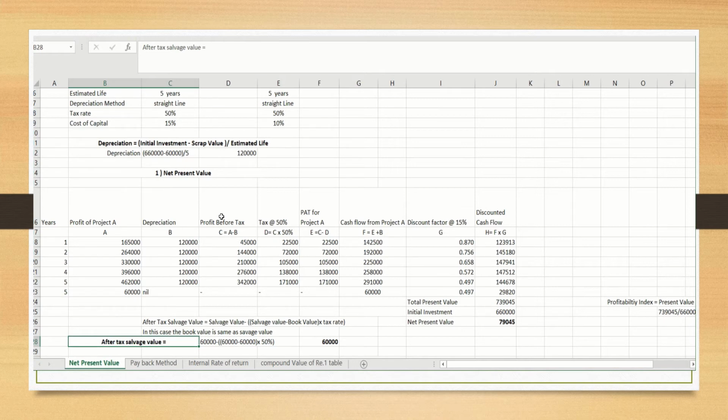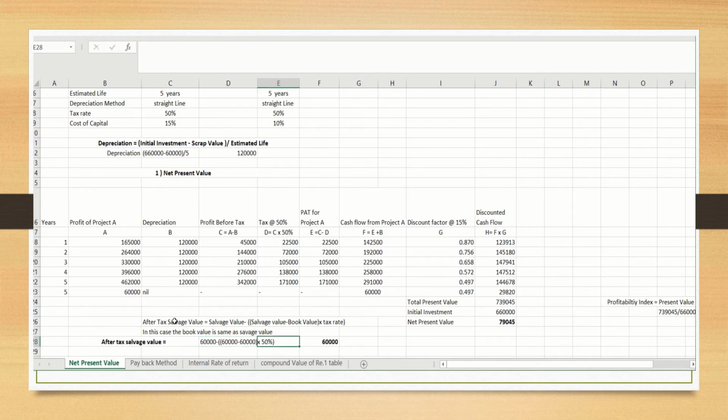So let us see what is the formula for calculating after tax salvage value. The formula says after tax salvage value is equal to salvage value minus, in bracket, salvage value minus book value, that is the difference between salvage value and book value, multiplied by the tax rate. In this case, both values are the same, so tax would be 0, because 60,000 minus in bracket 60,000 minus 60,000 into 50%, so tax comes to 0.